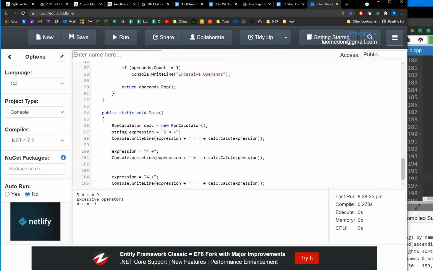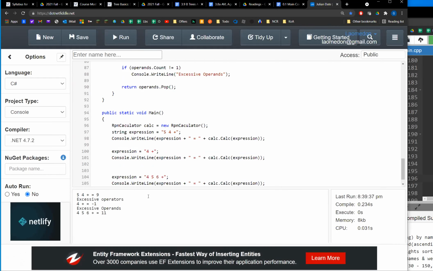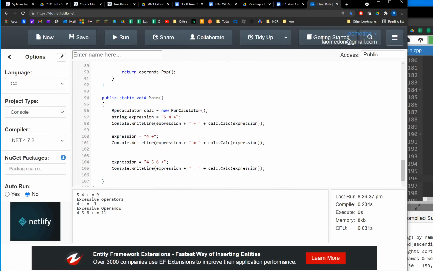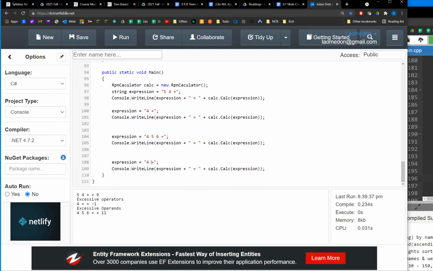All right, 4, 5, 6. That's got too many operands. More data, and we have operators to work on. And then lastly, we have divide by 0 yet to be accounted for.